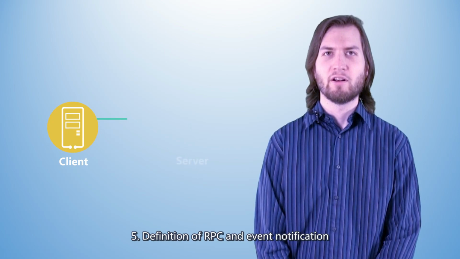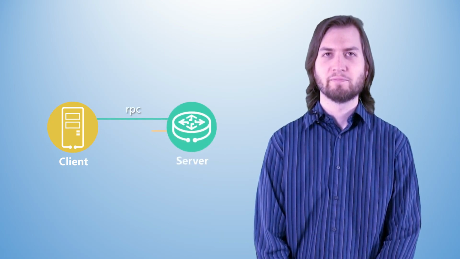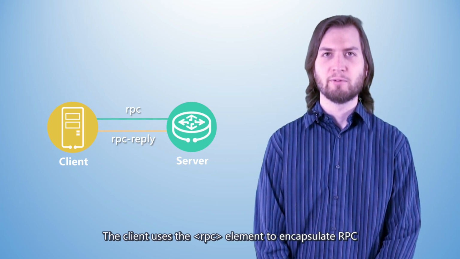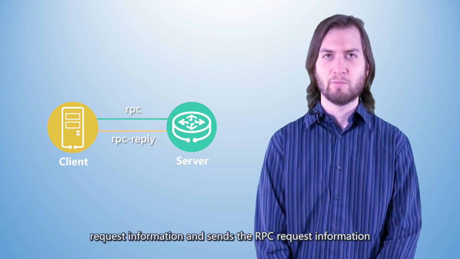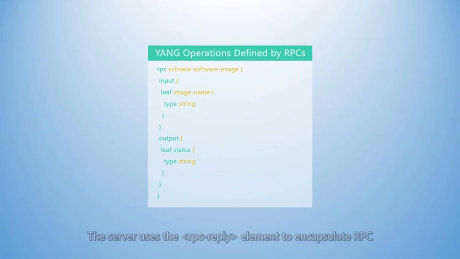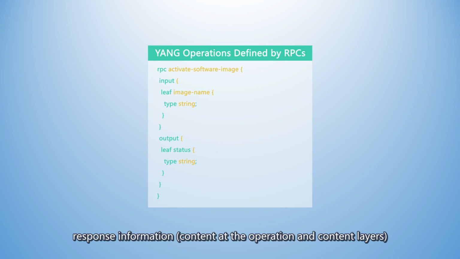5. Definitions of RPC and event notification. The client uses the RPC element to encapsulate RPC request information and sends the RPC request information to the server using a secure, connection-oriented session. The server uses the RPC reply element to encapsulate RPC response information, content at the operation and content layers, and sends the RPC response information to the client.